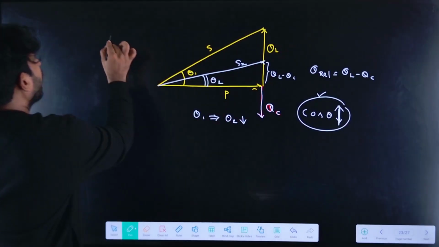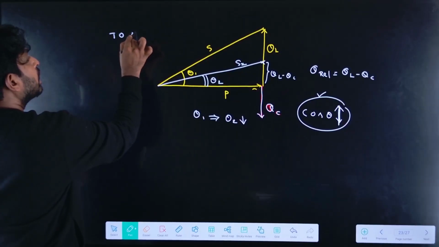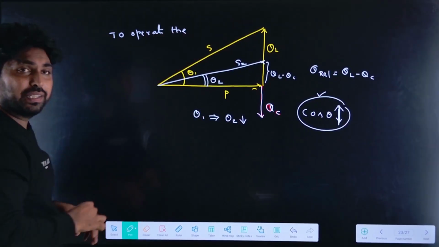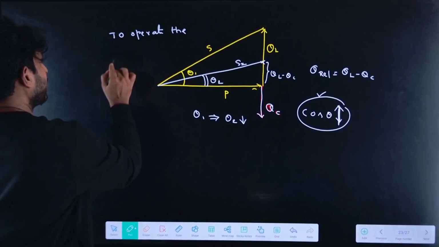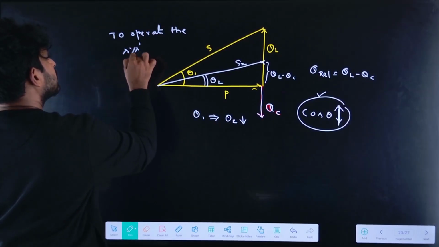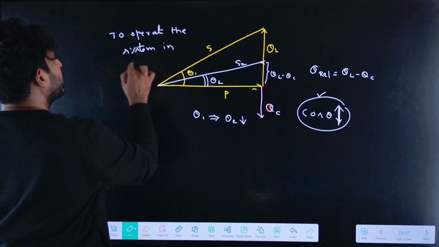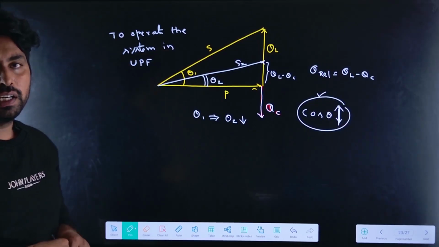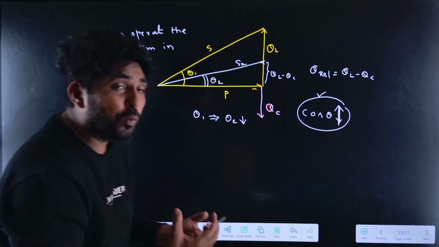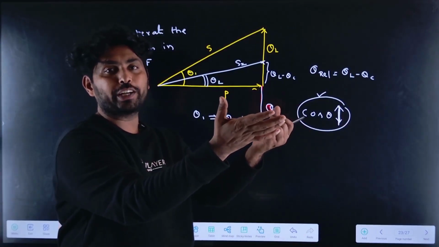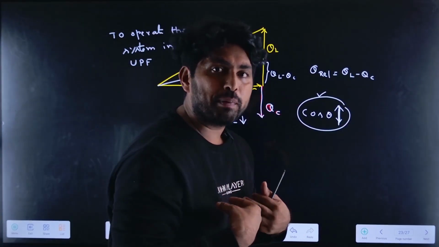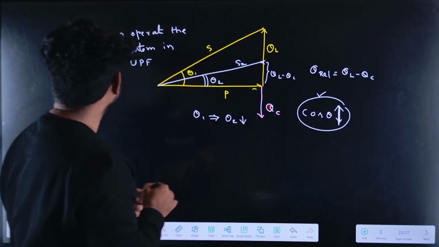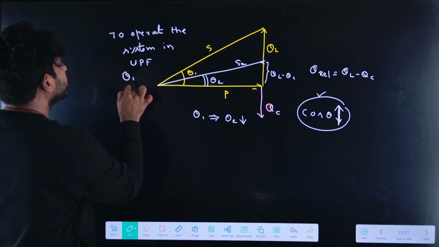That means to operate the system at unity power factor, what should we do? We should compensate the inductive reactive power, so the magnitude of capacitive reactive power should be the same as the inductive reactive power. That means QL is equal to QC.